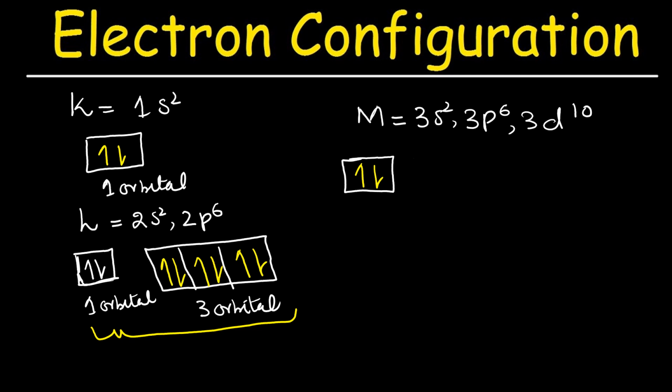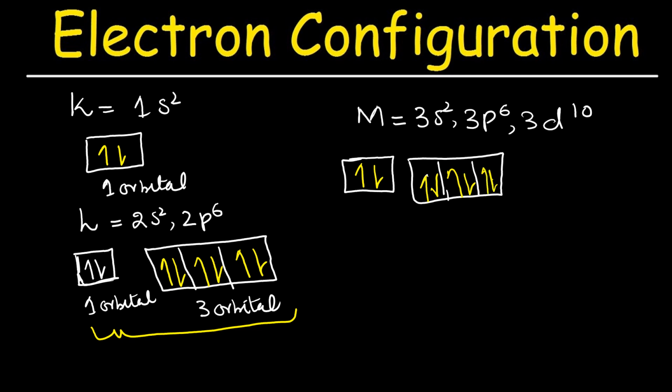The 3p subshell has 6 electrons, so there will be 3 orbitals to accommodate the 6 electrons. The electron arrangement will be in spin up or spin down state in 3 orbitals like this.